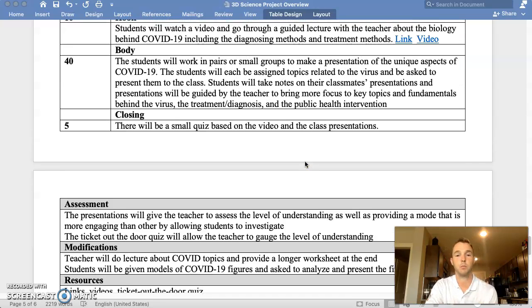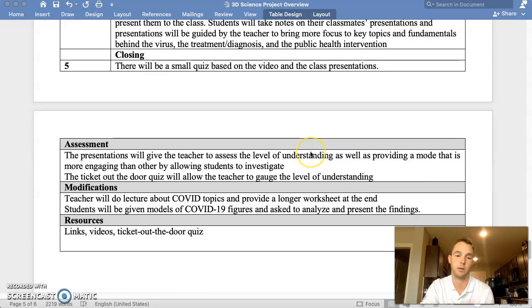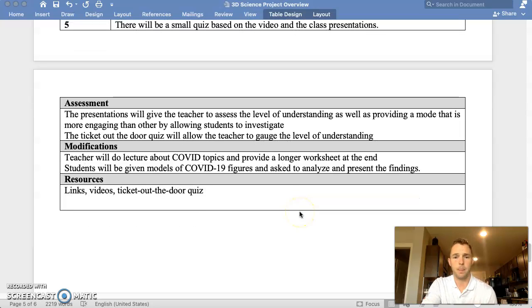So the closing would be a small ticket out the door quiz about the class presentations, just to see what they caught from the lessons, what they caught from their classmates' presentations, and then a way to assess their overall understanding of the COVID-19 virus. Like I said, the assessment will be the ticket out the door quiz, and then the teacher will informally gauge their understanding during the presentation.